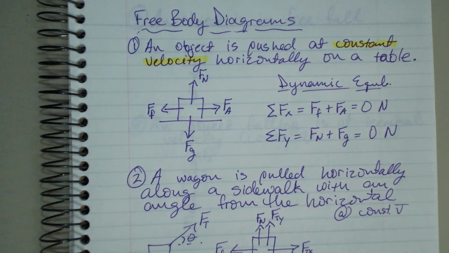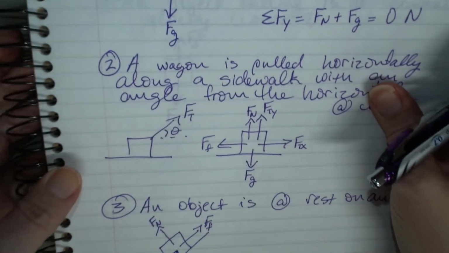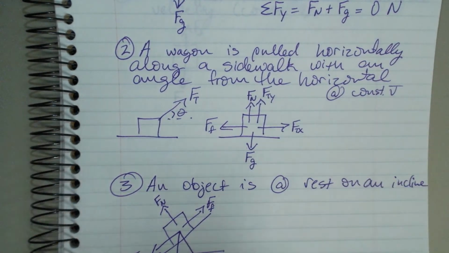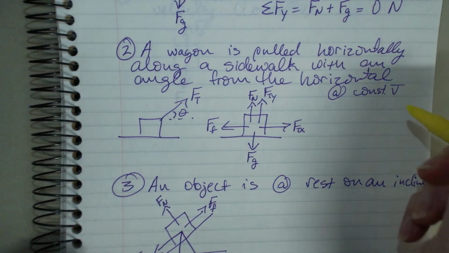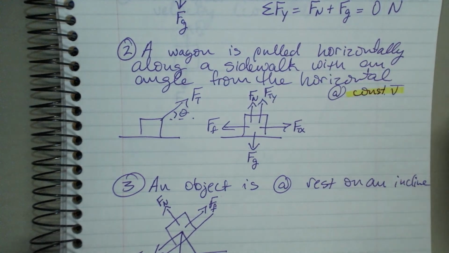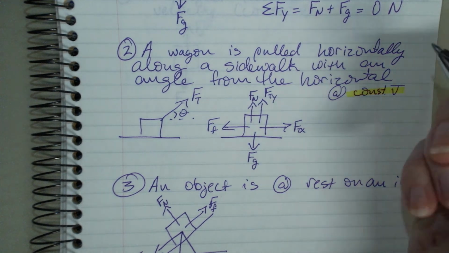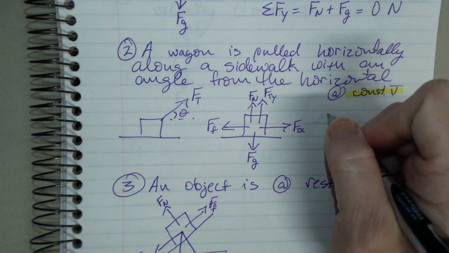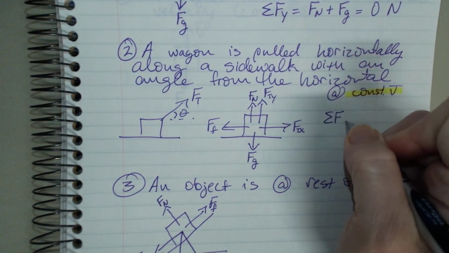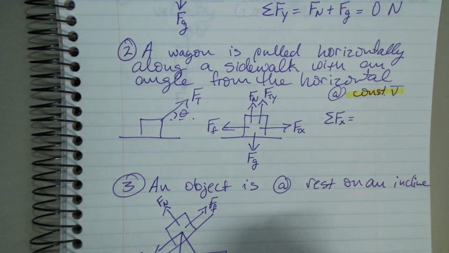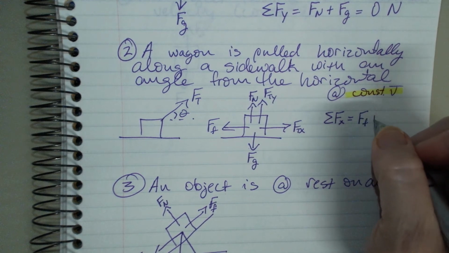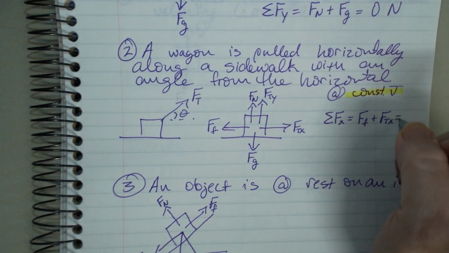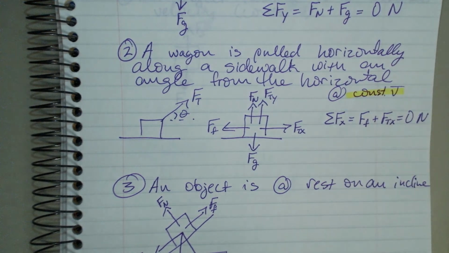All right, so let's look at the second one. We have a wagon pulled horizontally along a sidewalk with an angle from the horizontal at constant velocity. See constant velocity? That means we're at equilibrium. So my sum of net forces in the x direction is equal to friction plus Ftx, and that has to equal 0 newtons.